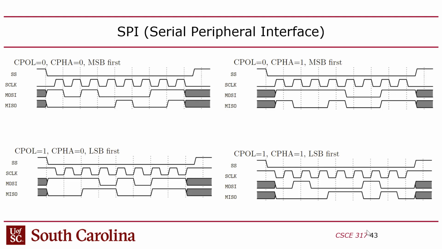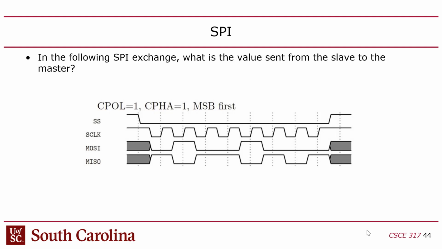Okay, so let's look at the actual data then. What's the value being sent here? Well, you have to read the bits. The question is, when do you read them? If CPHA is 1, you find the second edge of the clock, whatever that edge may be, 0 or 1, depending on the polarity, and then you read the corresponding values of MISO and MOSI below it.